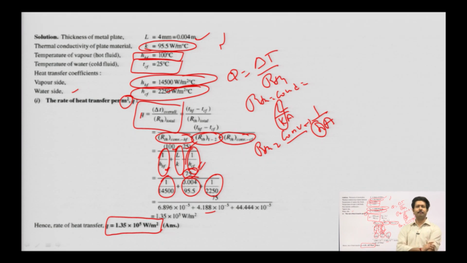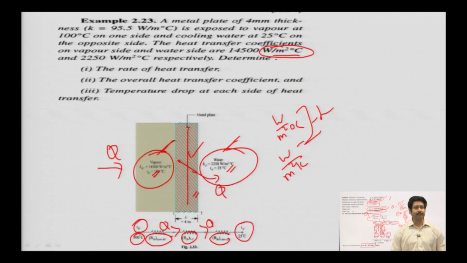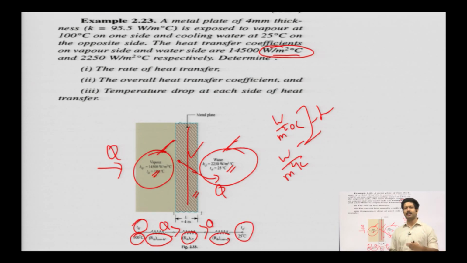It's very simple to understand how, when you have convection along with conduction, you first convert it into an electrical resistance circuit. Then it will be in series, or if something is in parallel, I have already shown that kind of numerical. I have solved that kind of numerical in my theory videos. You just go and check it out.